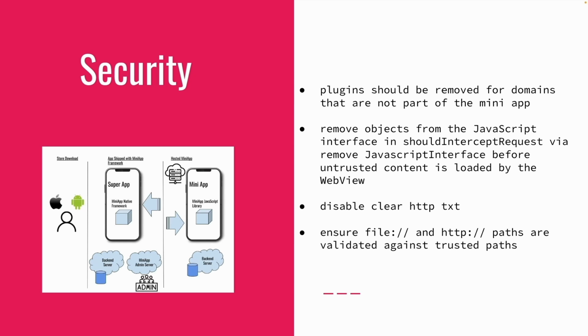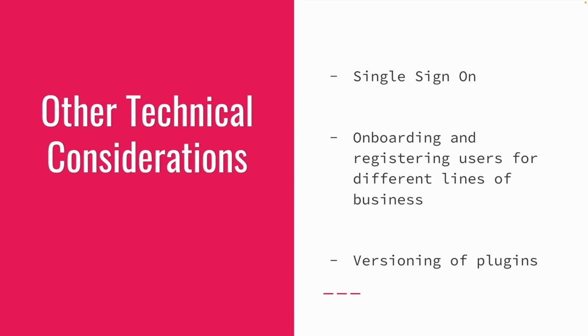Plugins should be removed for domains that are not part of the mini app. Remove objects from the JavaScript interface before untrusted content is loaded by the web view. Ensure the file and HTTP path are validated against trusted path. Disable clear HTTP text.